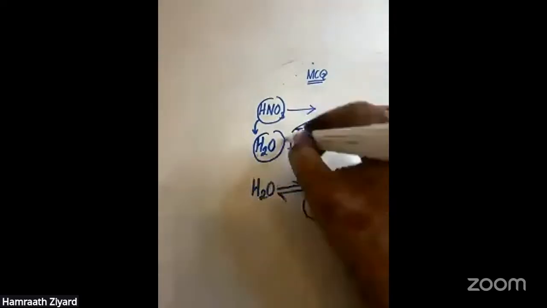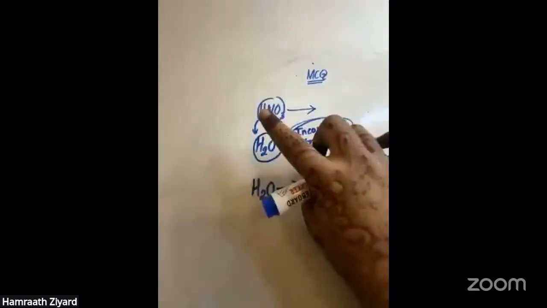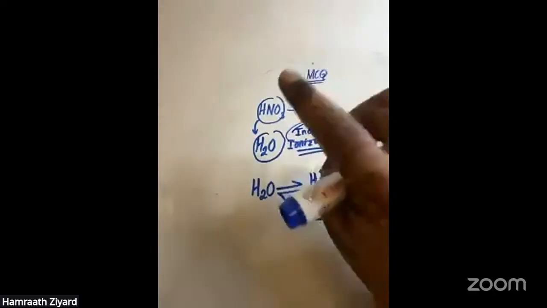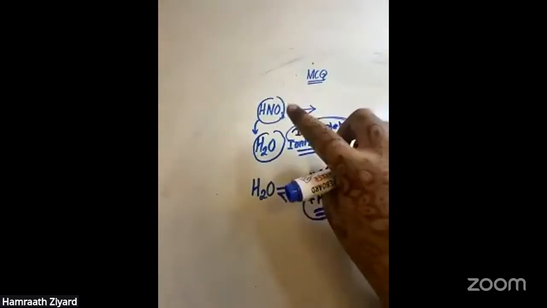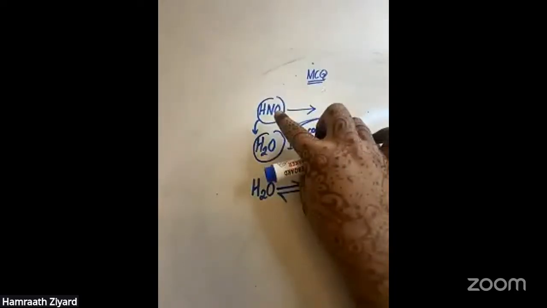Why? Because it is an incomplete ionization. So you have to know. Now you have nitric acid. It's a strong acid. Will it undergo complete ionization or incomplete ionization? It will undergo complete ionization.